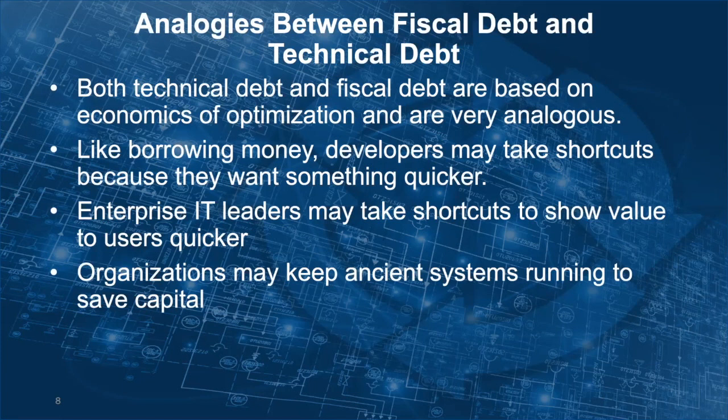Technology debt can be hard to understand. I like to explain it with analogies. There are a lot of analogies between fiscal debt and technology debt. We've known fiscal debt, that's easy to study and understand. So let's look at the analogy. Both of them are based on the economics of optimization. They are very much about getting the most out of something. When you borrow money, you say you're going to pay it back. You want something quicker than you can afford it.